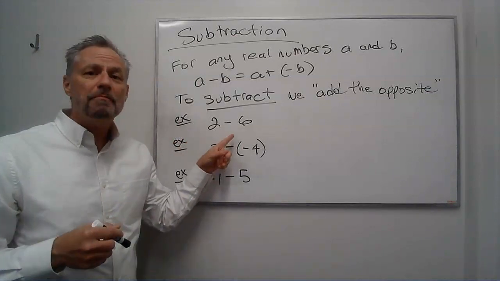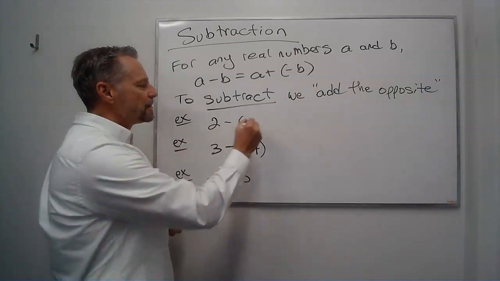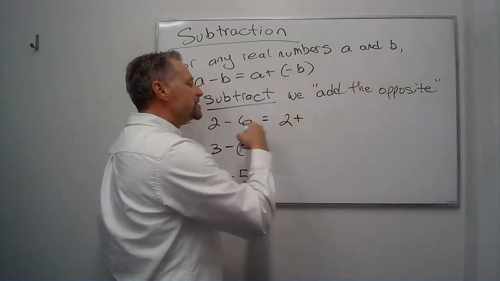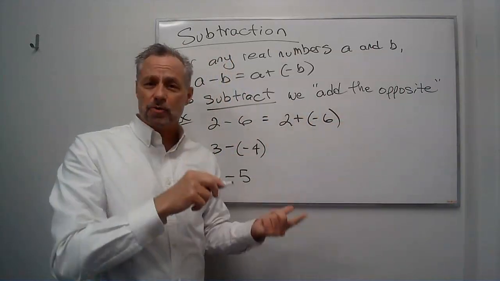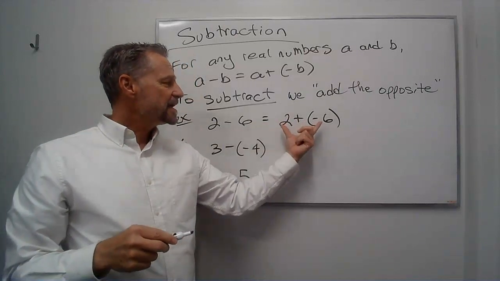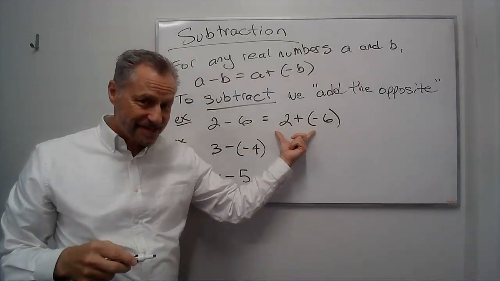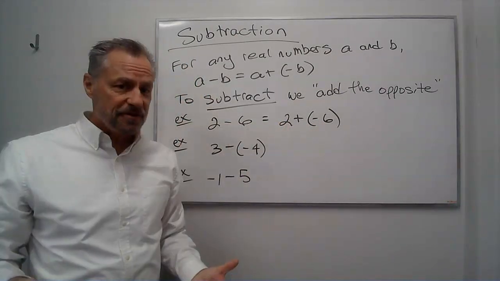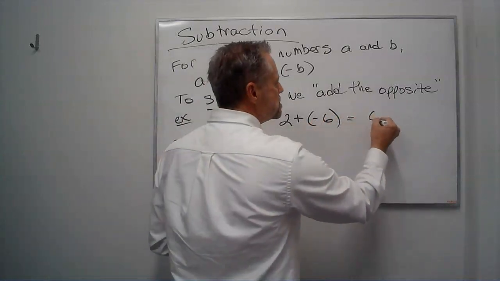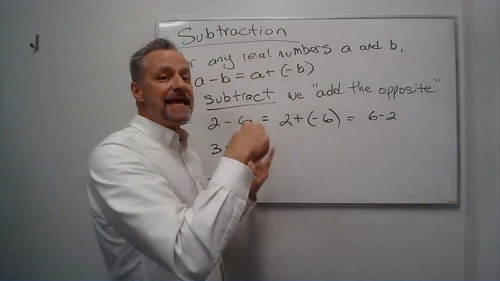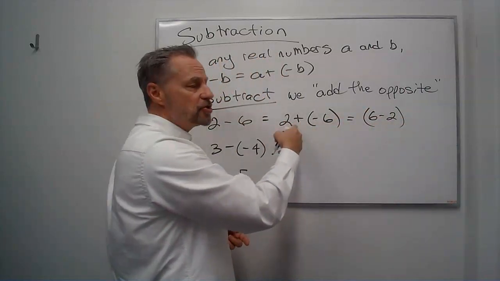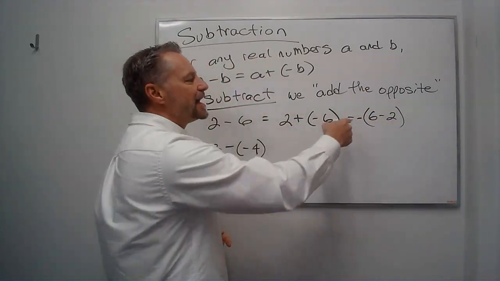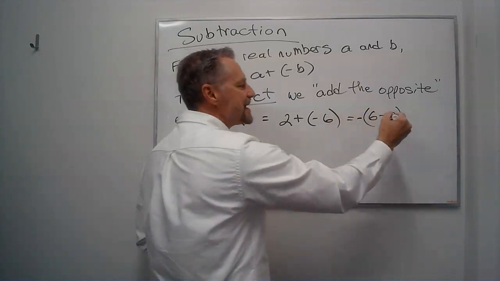If I have 2 minus 6, well, we can write that as 2 plus the opposite of 6, which is negative 6. And then we can go back to our addition rules that say if we're adding two numbers with different signs, we take the difference of their numbers and we keep the sign of the larger one. So the 6 is larger than the 2, we keep its negative. And so 6 minus 2 is 4, we get negative 4.